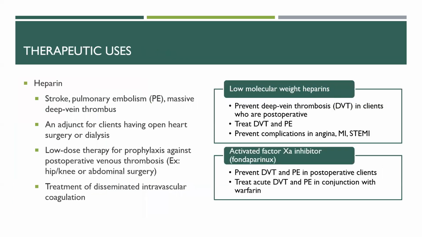So what are our therapeutic uses? Our therapeutic uses for heparin are things like stroke, pulmonary embolism, massive deep vein thrombosis. And it can be used as an adjunct for clients having open heart surgery. Low dose therapy can be used for things like prophylaxis against postoperative venous thrombus. And it can be used for the treatment of disseminated intravascular coagulation.